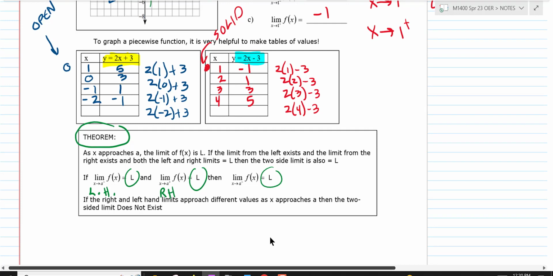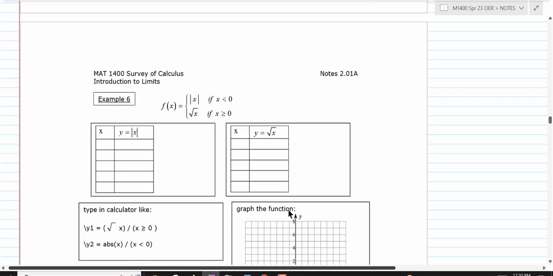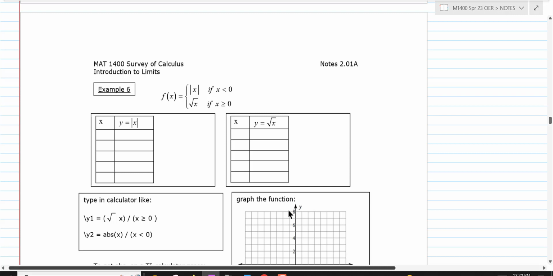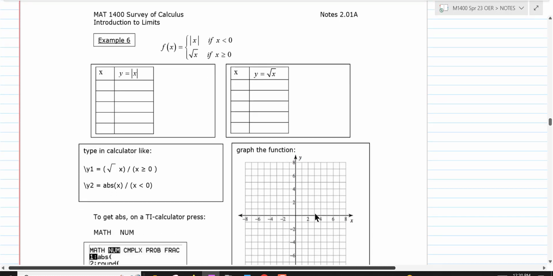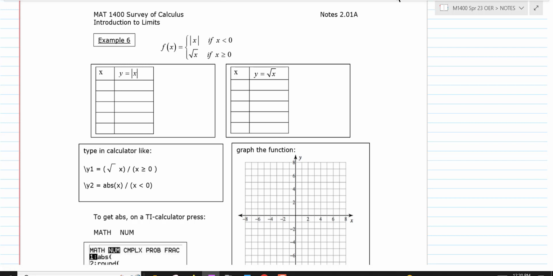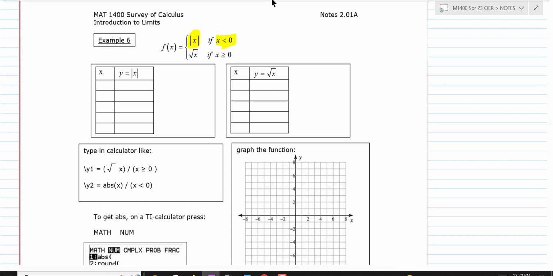Okay, so we're going to work a little bit more with piecewise functions. Let's go down to this one. I'm going to do this one by hand, and then I'll teach you how to do this on the calculator. It's nice to learn how to do these things on the calculator too, just to check and everything. So with this one, we have two pieces. This first piece is the absolute value of x, and that occurs only when x is less than 0. So we're going to go ahead and graph that.